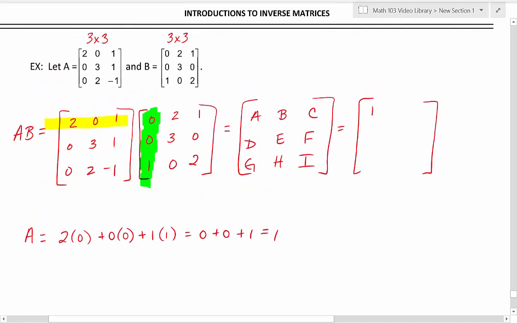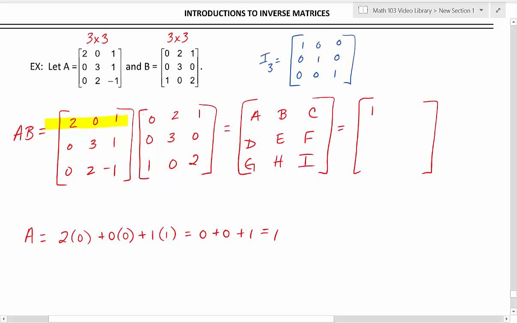And remember what our 3 by 3 identity looks like. It's 1s down the main diagonal and 0s everywhere else. So I always like to write that up, so as soon as it doesn't look like that, I can state that they're not inverses.